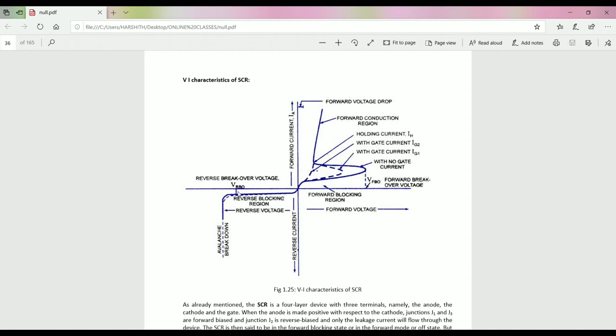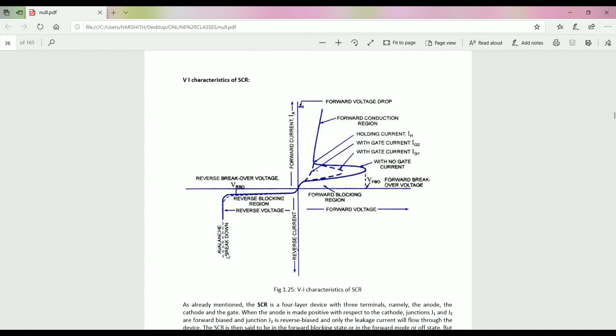avalanche breakdown occurs. Heavy current flows through the device. This is called the reverse breakdown, and the voltage at which this happens is called the reverse breakdown voltage VBR.